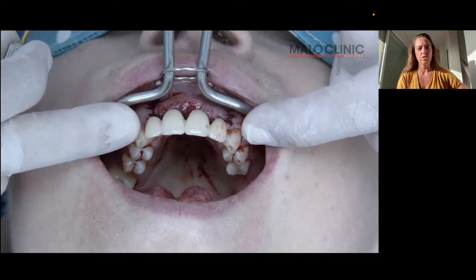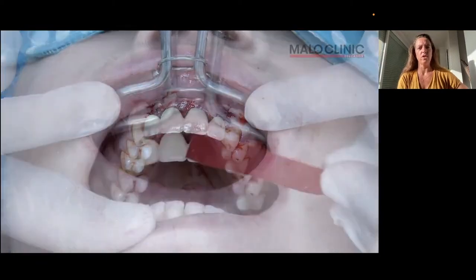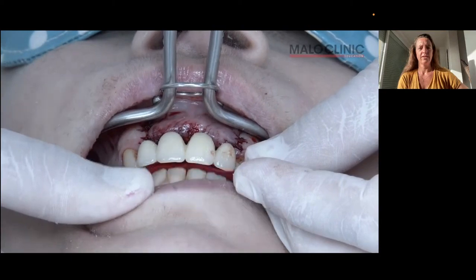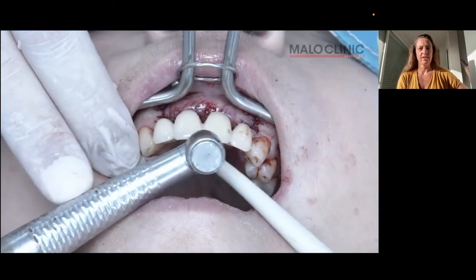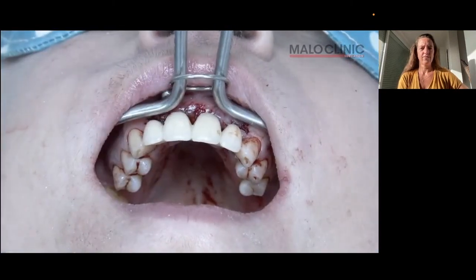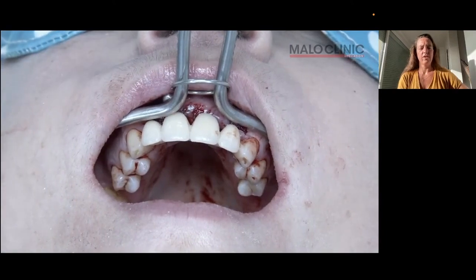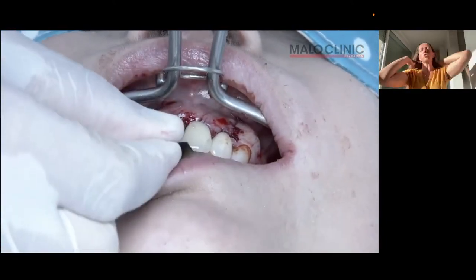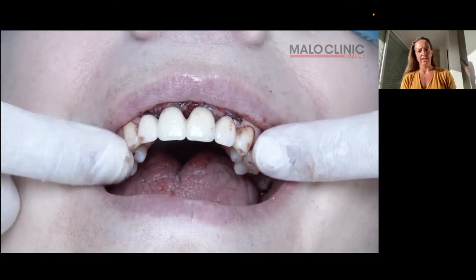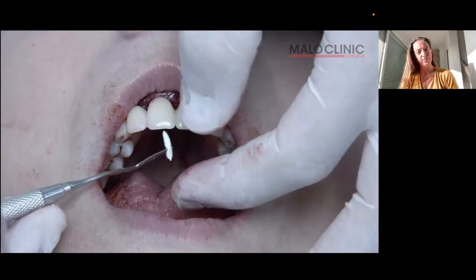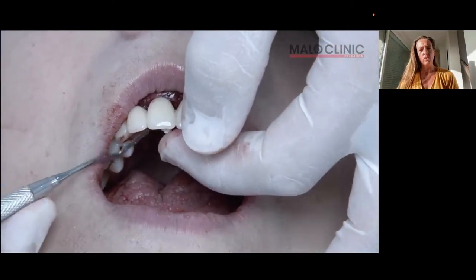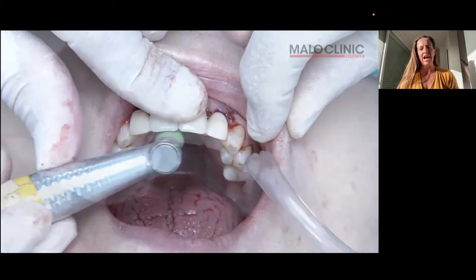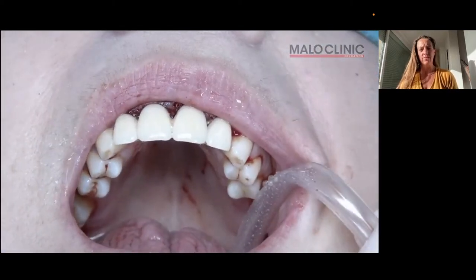So we'll screw with 50 Newton. It's very good. We check the occlusion, so we don't want to have contacts in the occlusal. And we don't want also to have interference in the anterior guidance and lateral guidance.